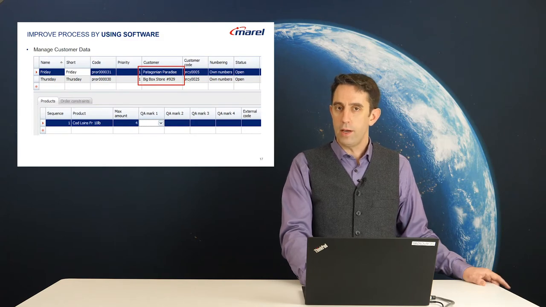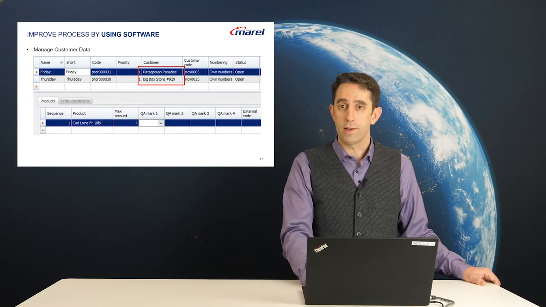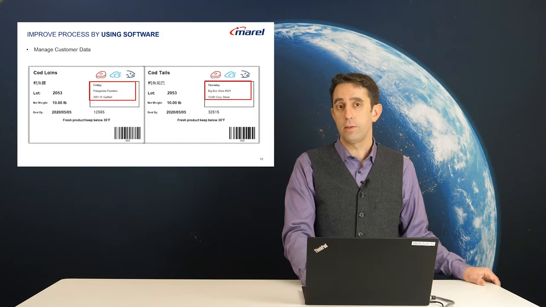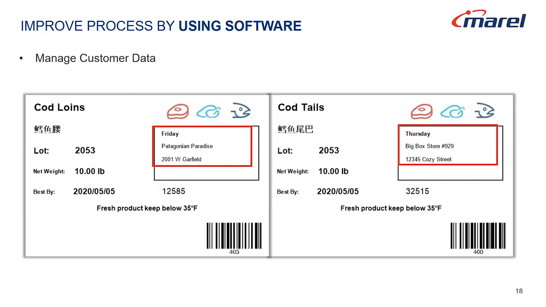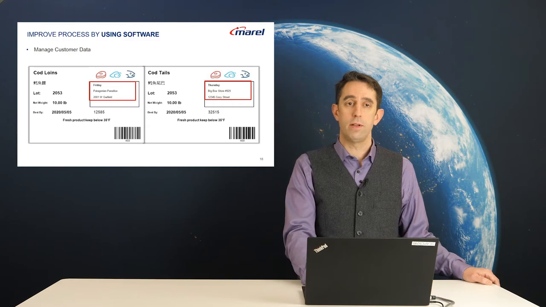We can also store customer information in the system and pull that in automatically as products are labeled. There's no need to manage label designs for individual customers. In this example, we have multiple sales orders set up for cod loins. One is for Big Box Store, and the other is for Patagonian Paradise. As we produce the labels, the correct customer information is automatically pulled in. This could be the customer's name, the name of the order, purchase order information, address, phone number, etc.